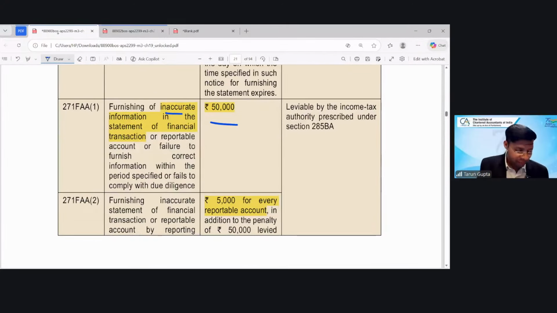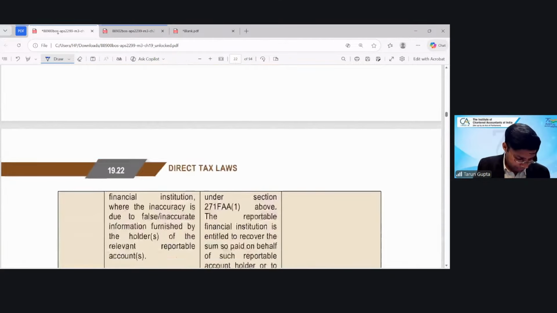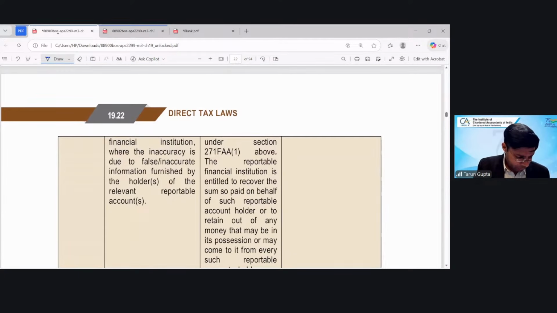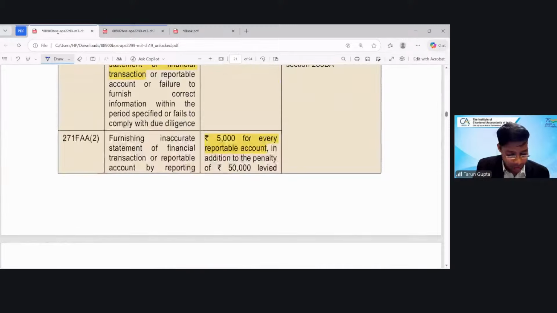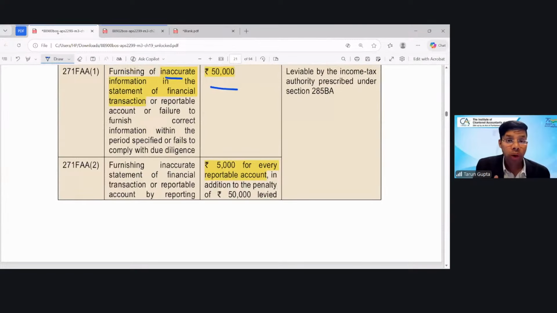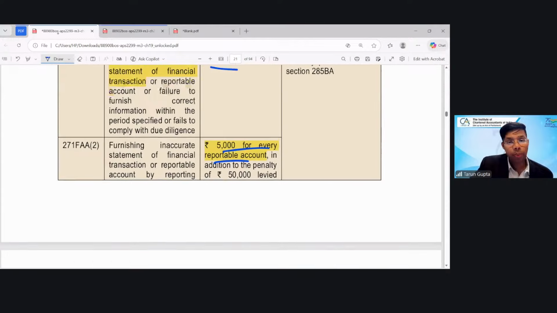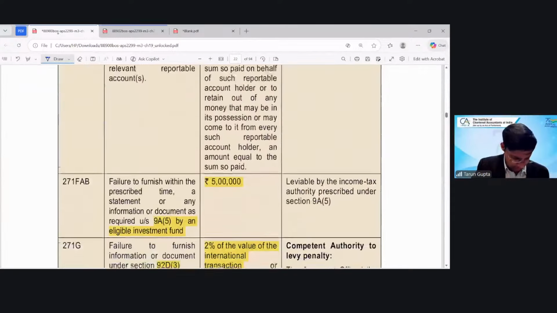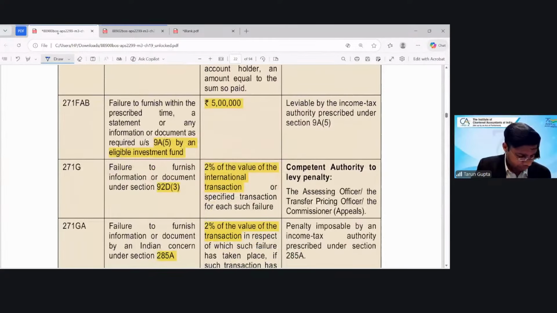And if you have not rectified it, then there's a continuing default. In this case, 50,000 plus 5,000 for every reportable account. If you're an eligible investment fund and you were required to furnish a statement under section 9A, if not furnished, then the penalty is rupees 5 lakh.